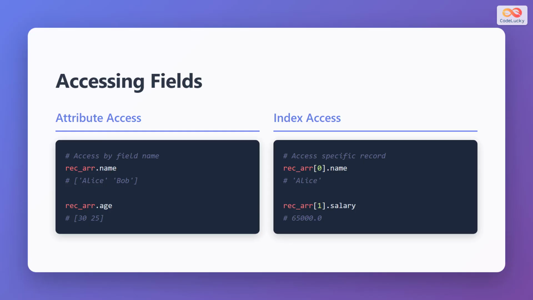On the right, we have index access for specific records. You can access individual records using bracket notation. For example, rec_r[0].name returns Alice, and rec_r[1].salary returns 65,000.0. This combination of attribute and index access makes working with your data incredibly flexible.